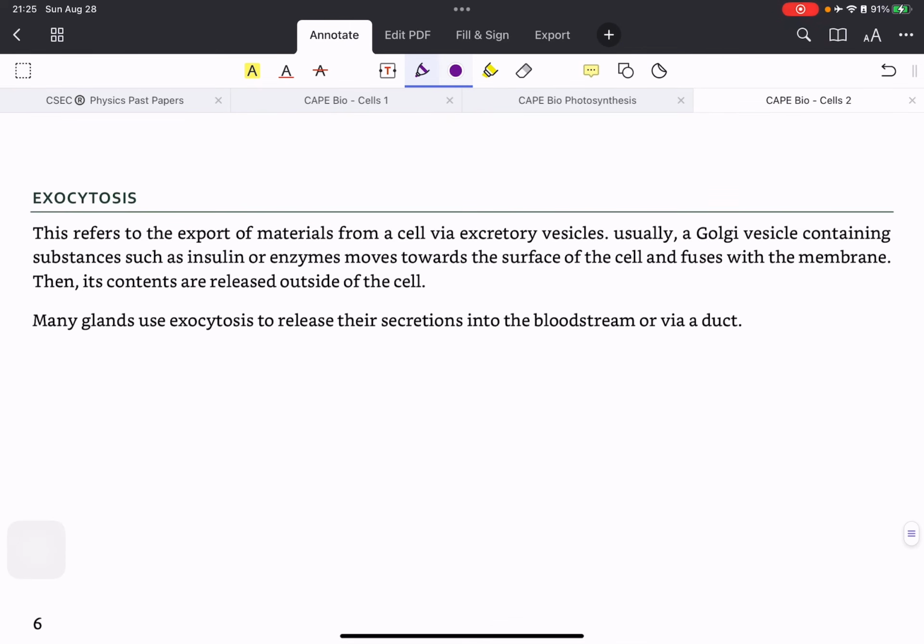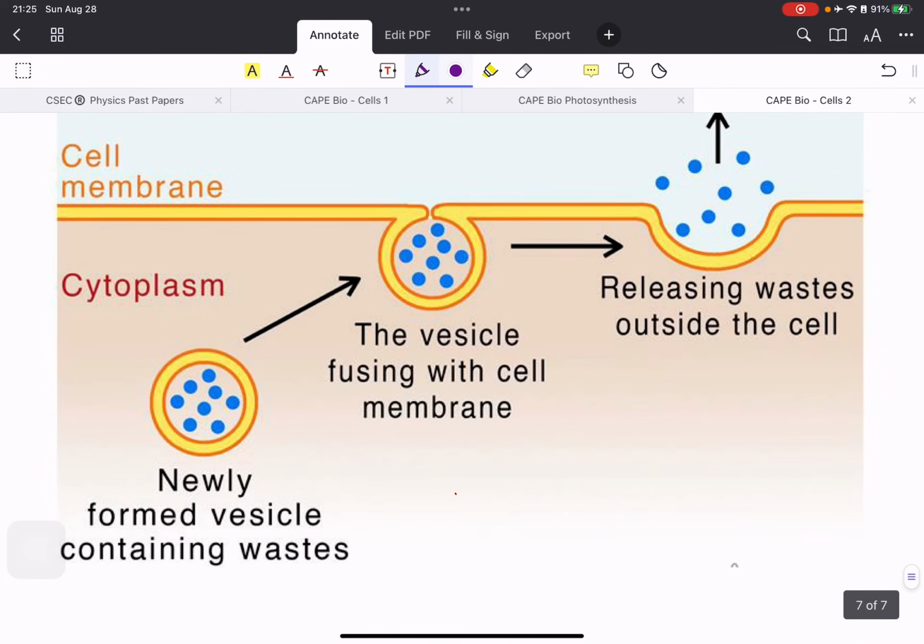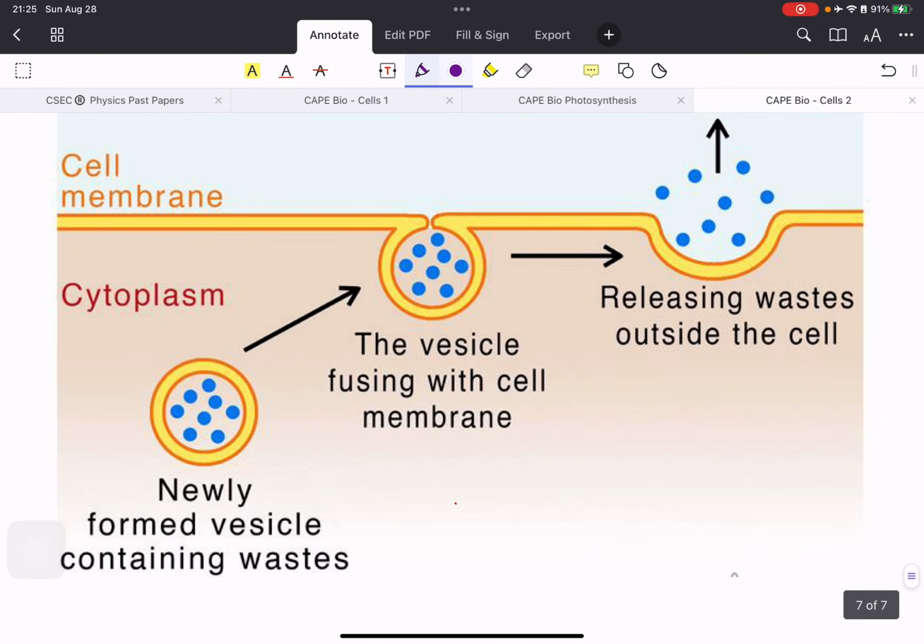Exocytosis now is essentially the export of materials from a cell via excretory vesicles, right? So, something like a Golgi vesicle containing proteins like insulin or enzymes. Remember, it needs to release the enzyme, right? So, it looks like this, right? So, here we have the newly formed vesicle. It either contains good stuff or it can contain cell waste. So the vesicle travels towards the cell membrane, and the opposite happens, right? So the vesicle merges with the cell membrane here and opens out, and it would release whatever needs to be released outside of the cell.